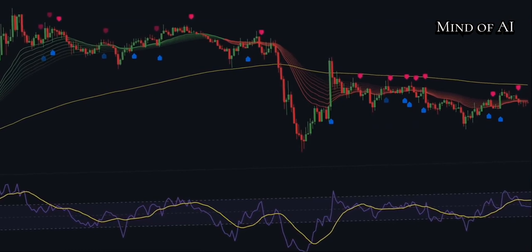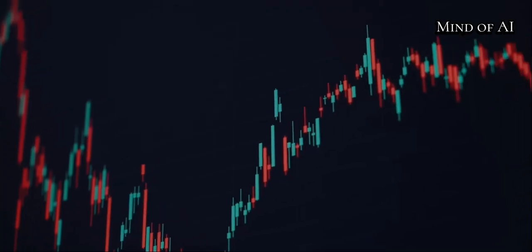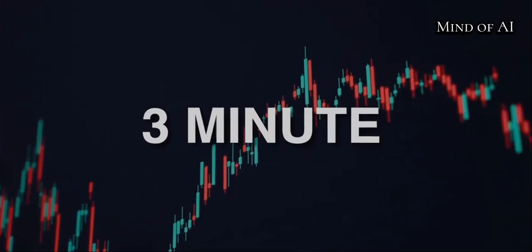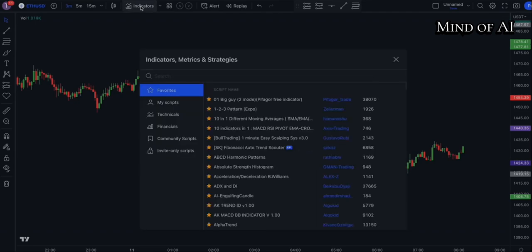To check if the strategy actually works, I will test it 100 times. For that, I will use the price of Ethereum on a 3-minute time frame. But before I do that, let's actually open the charts and add the indicators. So the strategy includes 3 free TradingView tools. I will explain how each indicator works as we add them one by one.